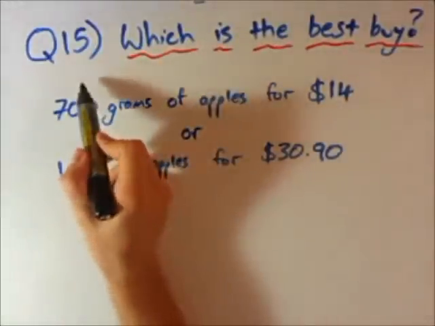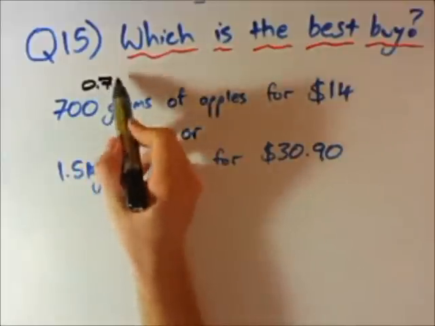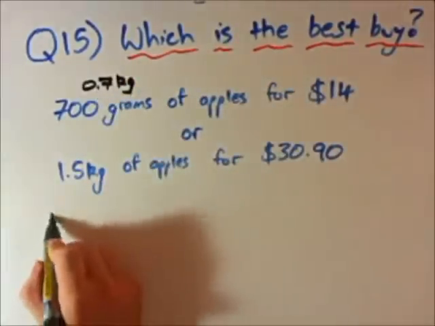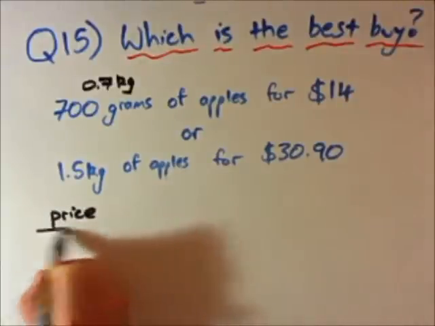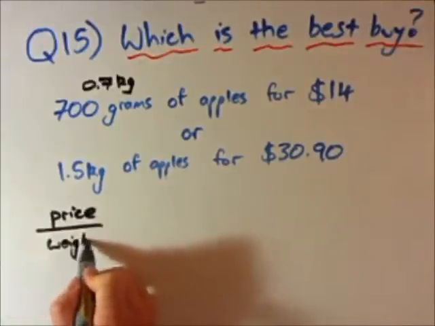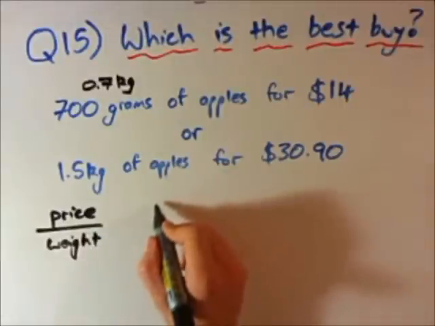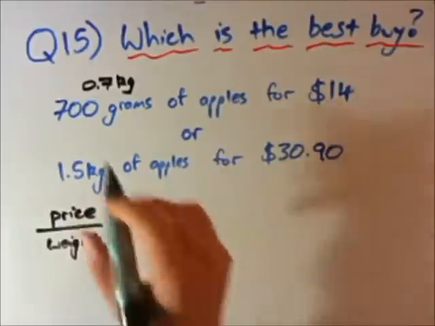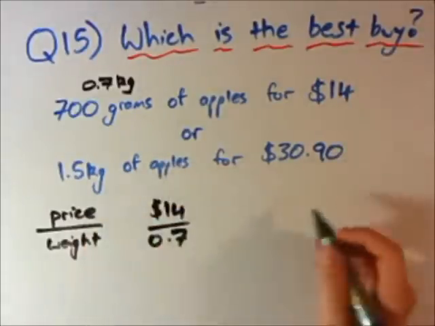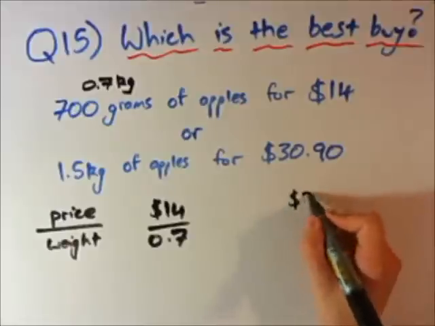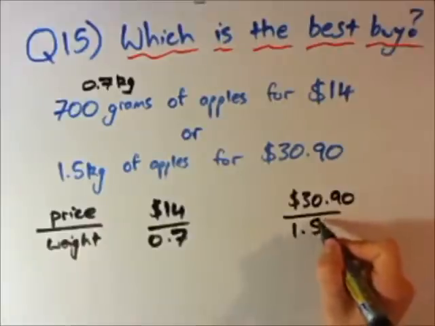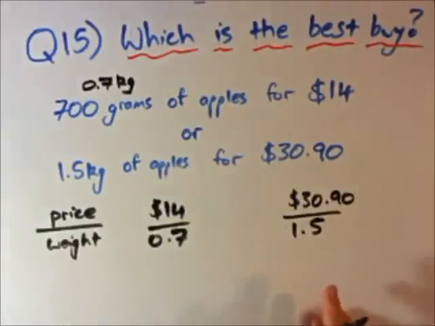So 700 grams, I'm going to write this instead as 0.7 kilogram. This is the same thing. So I like to write that as price over the weight. So I'm going to write that as 14 over 0.7. I'm working in kilograms. And the second one will be $30.90 over 1.5. Now I want to compare this as the cost per kilogram.